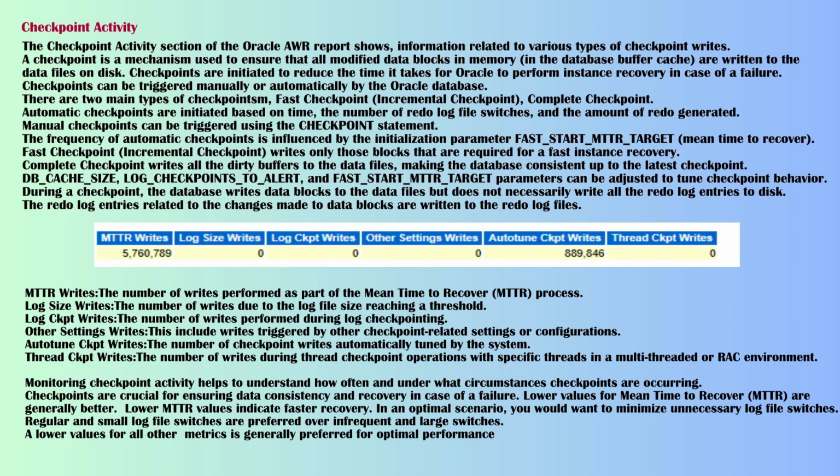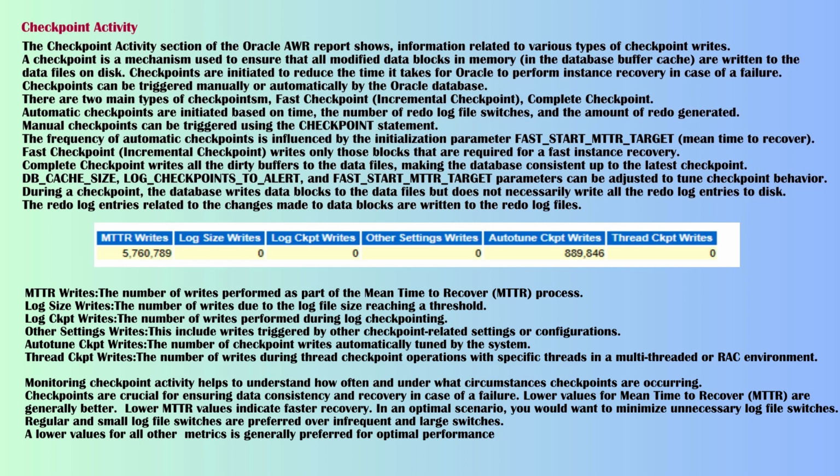Checkpoint activity. The checkpoint activities section of the Oracle AWR report shows information related to various types of checkpoint writes. A checkpoint is a mechanism used to ensure that all modified data blocks in memory, in the database buffer cache, are written to the data files on disk. Checkpoints are initiated to reduce the time it takes for Oracle to perform instance recovery in case of a failure. Checkpoints can be triggered manually or automatically by the Oracle database.